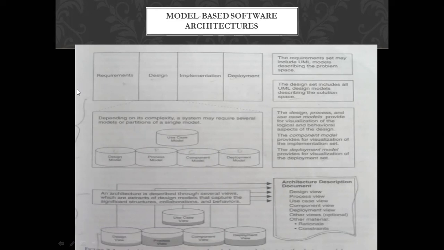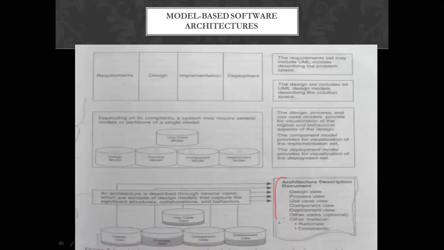You see, these model-based software architectures, in this model that you're watching right now, it is showing some of the stages: requirement, design, implementation, deployment, and according to which it is showing some of the views. And those views we will see. I will highlight that part. I wanted to show you this picture. I have taken it from your book only.